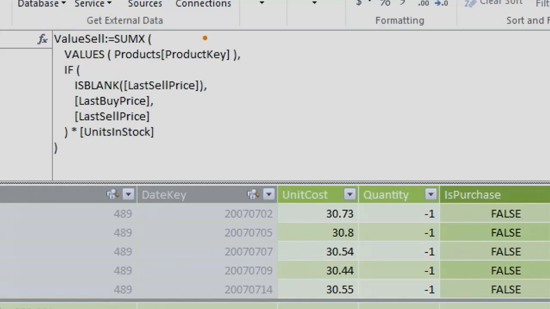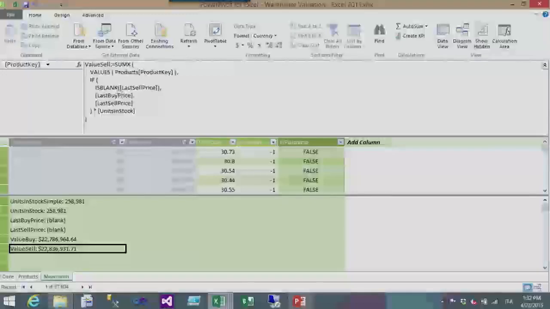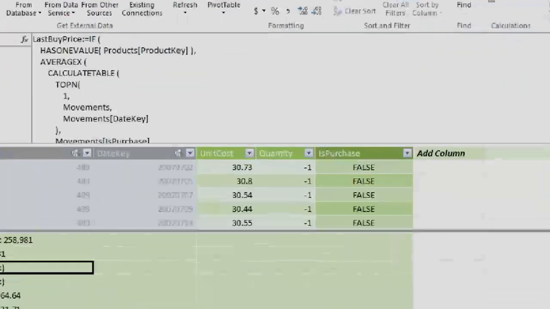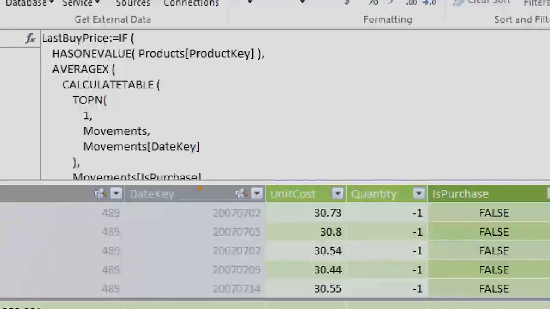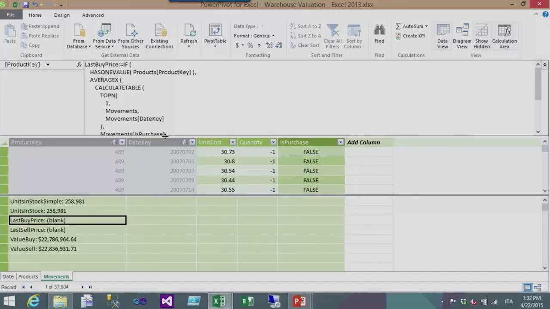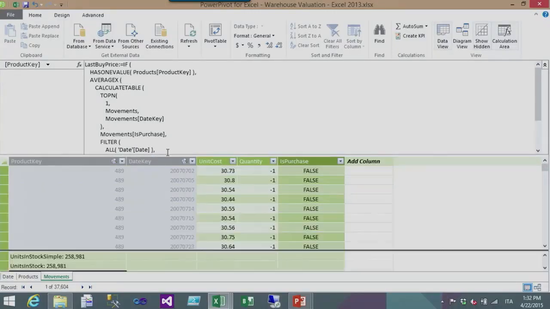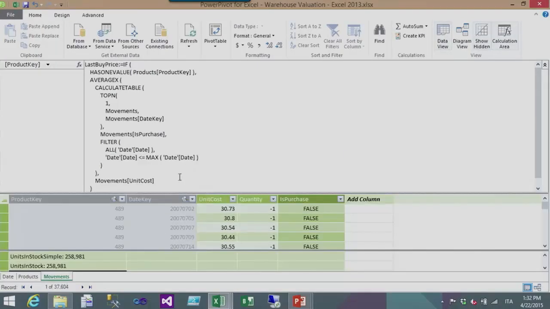So if I never sold this product, I will use the purchase price. Why do I have to do a SUMX product by product? Because every product may have a different price. So the only difficult part is how I evaluate the last buy price or the last sell price. But this is a relatively easy calculation. It is complicated only by the fact that we may have a few exceptions, and so we handled all of that.